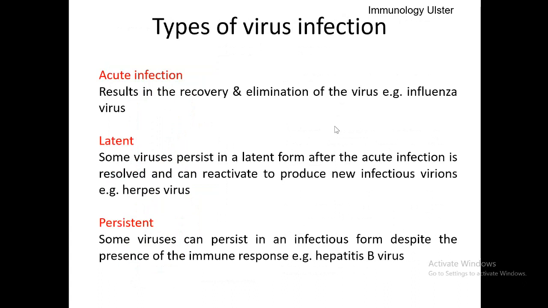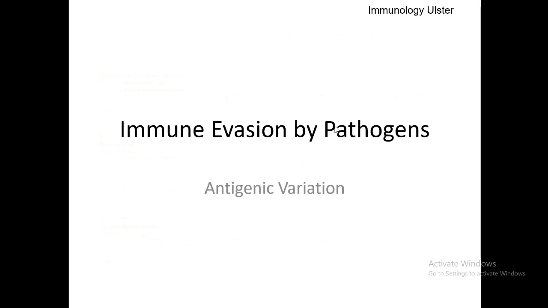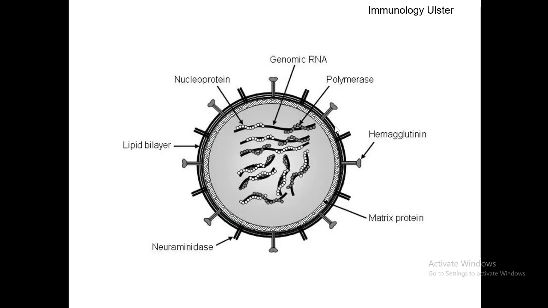So we've talked about acute infections, we've talked about latency, and then we have persistent infections, where some viruses can persist and basically tolerate the associated immune response, for instance, hepatitis B. That whole concept leads to the idea of immune evasion by pathogens. And one concept is immune variation.